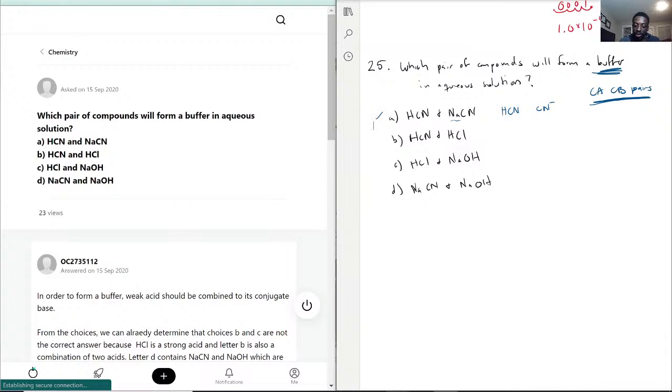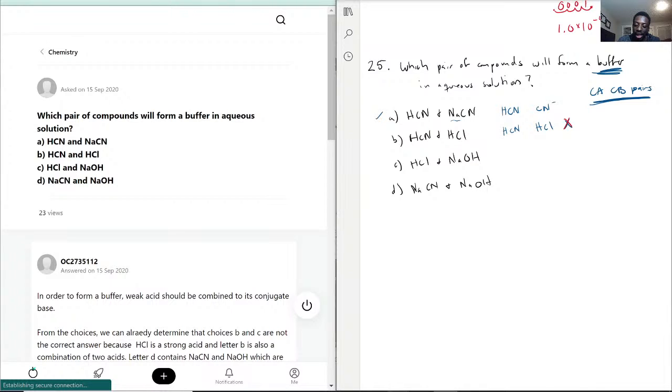So now let's look at the rest of them. HCN and HCl. This one literally has HCN and HCl. That is actually 2 acids. This wouldn't even work as a buffer solution because it doesn't have an acid and a base.